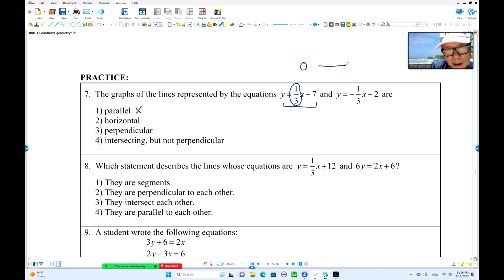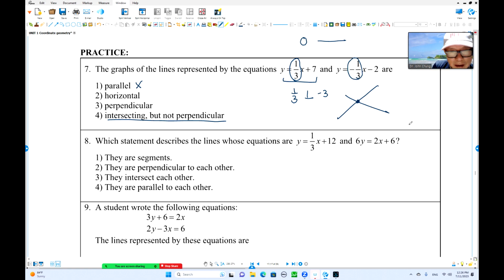Perpendicular? It's not a negative reciprocal. The negative reciprocal of 1/3 would be negative 3, right? So they are not perpendicular. Intersecting but not perpendicular, that's right, because they have different slopes. They already have one intersection. Are you okay with this? Very good. So this one intersects, but the slope is not a negative reciprocal. Anyway, they're going to have one intersection. Choice 4 is the answer.